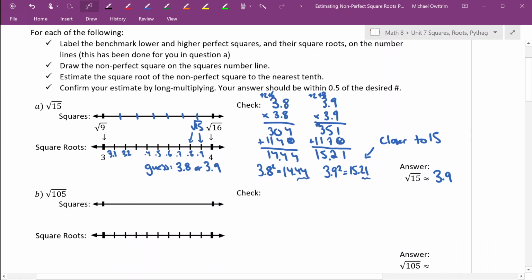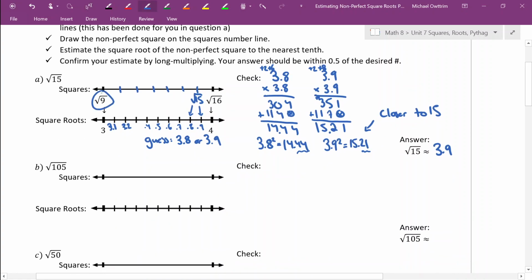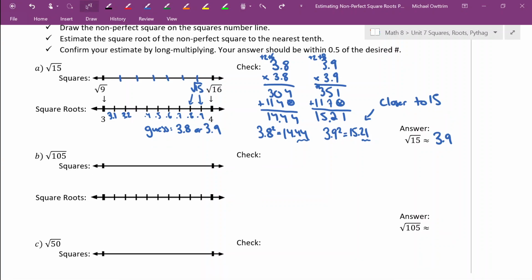Okay, we can do that same process for all of our questions. Look for your perfect squares, place your non-perfect square around those, and then use that to guess your decimal. So let's take a look at question B. In question B, we have the square root of 105.